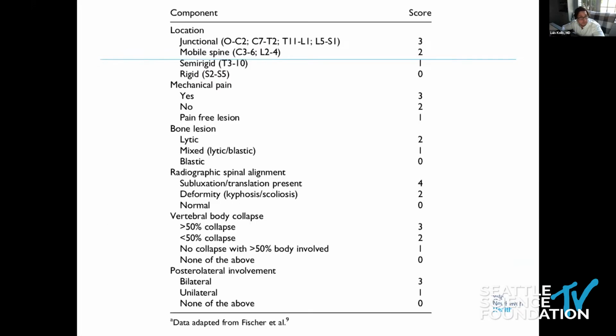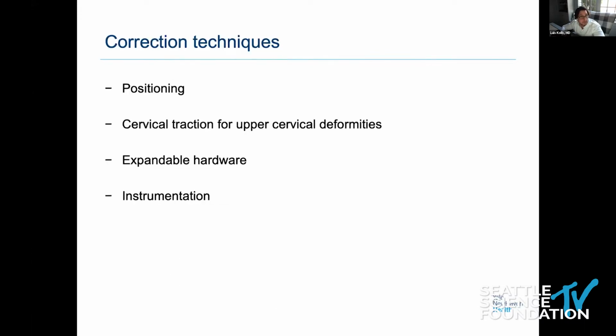region. So Dr. Shiva gave an excellent talk on the SINS criteria, so I won't dwell on it, except to mention once again that deformity is part of the criteria. It comes into play when you're measuring radiographic spinal alignment, and deformity includes both increased kyphosis, focal kyphosis, coronal deformities, and sagittal deformities.